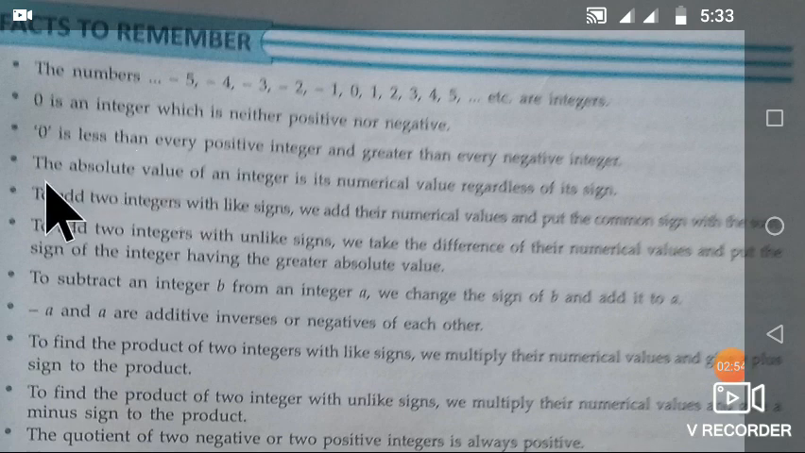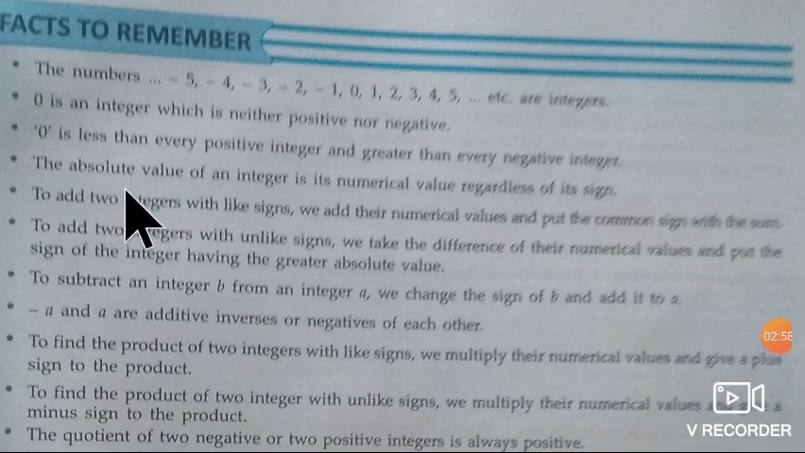The next fact to remember: the absolute value of an integer is its numerical value regardless of its sign. The absolute value means the value of an integer without any sign. It means the absolute value of -5 and the absolute value of 5 are equal because it is the value without any sign. The absolute value of -3 and the absolute value of 3 are equal because it is the numerical value regardless of its sign.